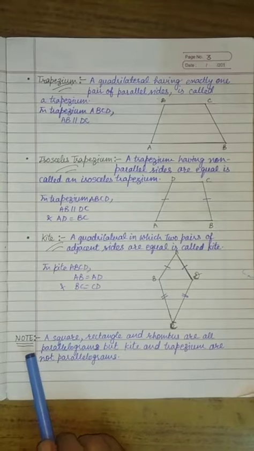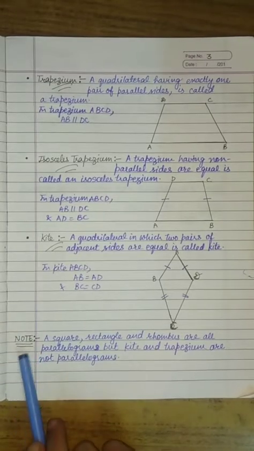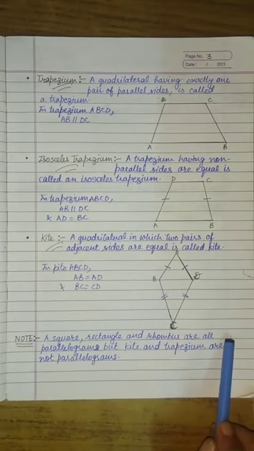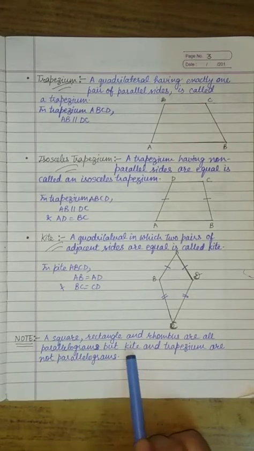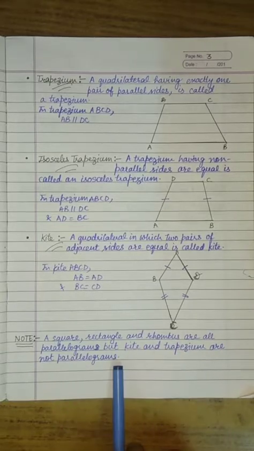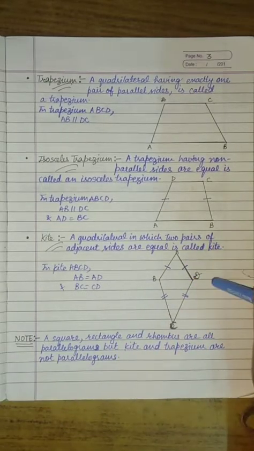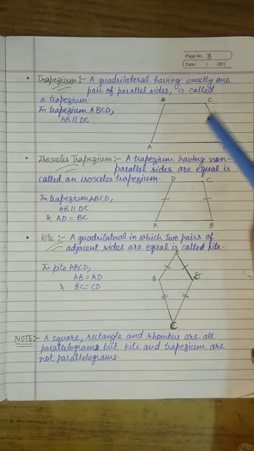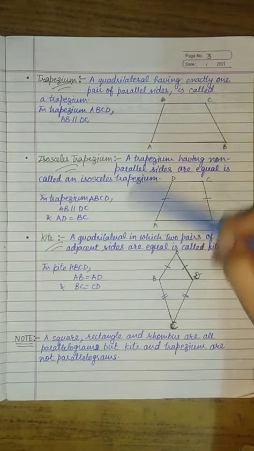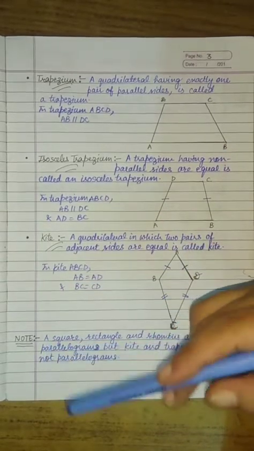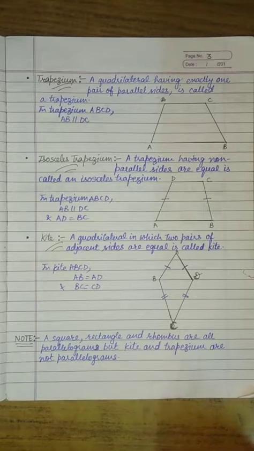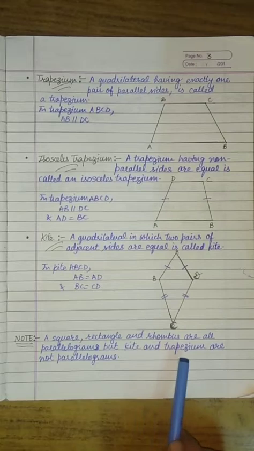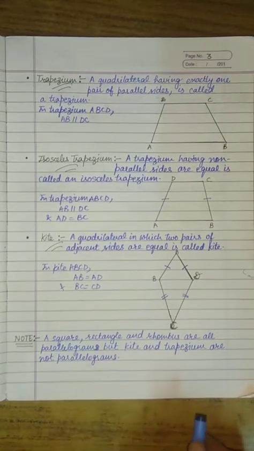Now the most important thing to remember is that the square, rectangle and rhombus are all parallelograms, but the kite and trapezium are not parallelograms. As you can see, in a kite we don't have any side parallel, and in a trapezium only one pair of sides is parallel, whereas in a parallelogram two pairs of sides are parallel. So square, rectangle and rhombus are parallelograms, but kite and trapezium are not.